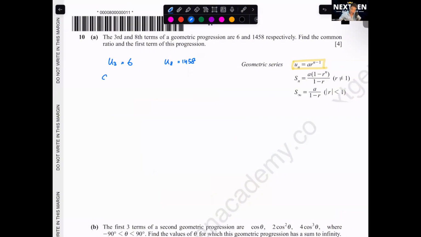So a r squared is equal to 6, then a r to the power of 7 equals 1458. Now we've got two equations, two unknowns, so we need to do some sort of simultaneous equation. The easiest way to solve a simultaneous equation of a geometric progression is to divide, to eliminate the a. You have to remember this because of the nature of the equation.